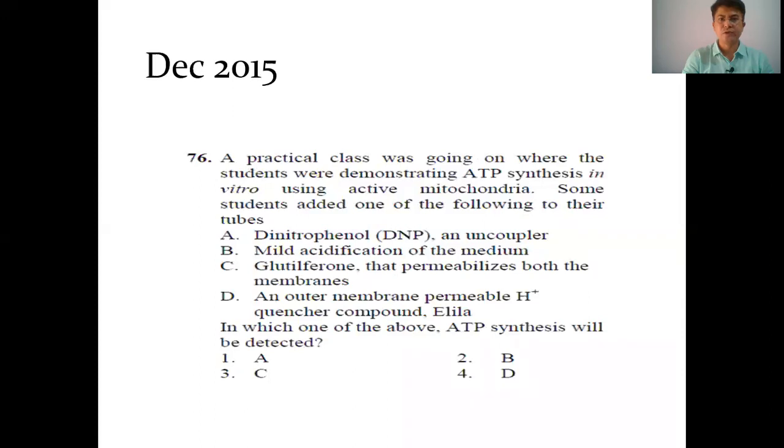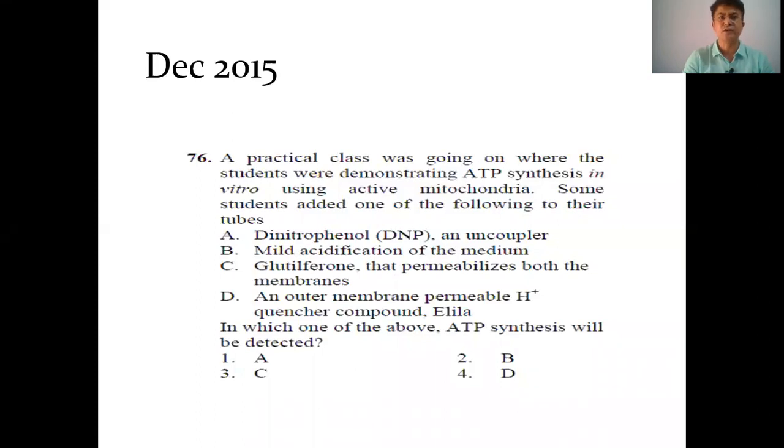A practical class was going on where the students were demonstrating ATP synthesis in vitro using active mitochondria. Some students added one of the following to their tubes: dinitrophenol, an uncoupler, mild acidification of the medium, glutathione that permeabilizes both the membranes, an outer membrane permeable proton quencher compound, allyla. In which one of the above will ATP synthesis be detected? So you have to identify the correct option.